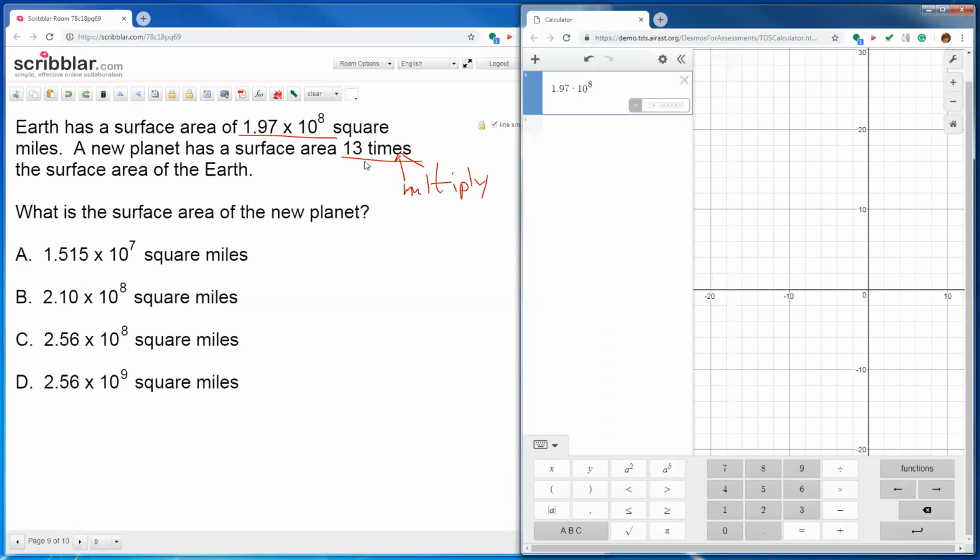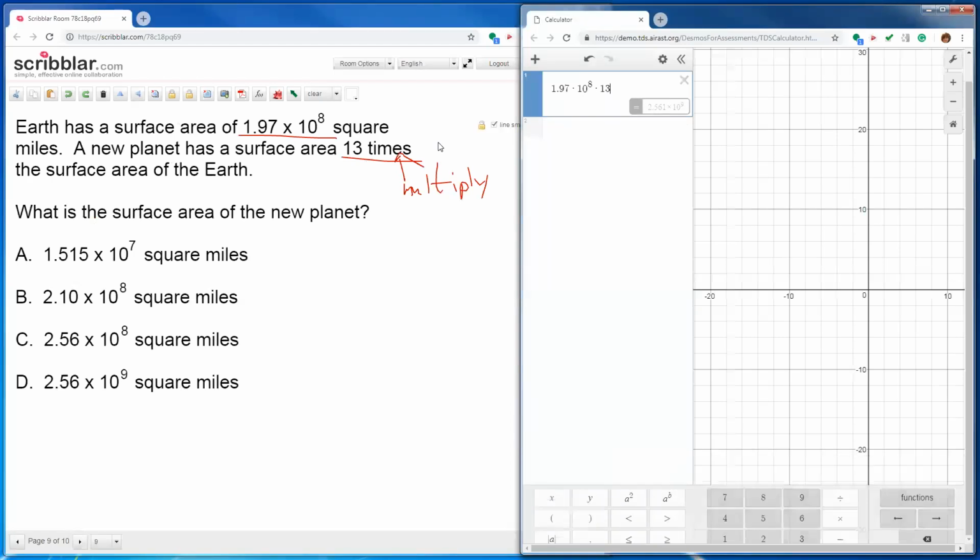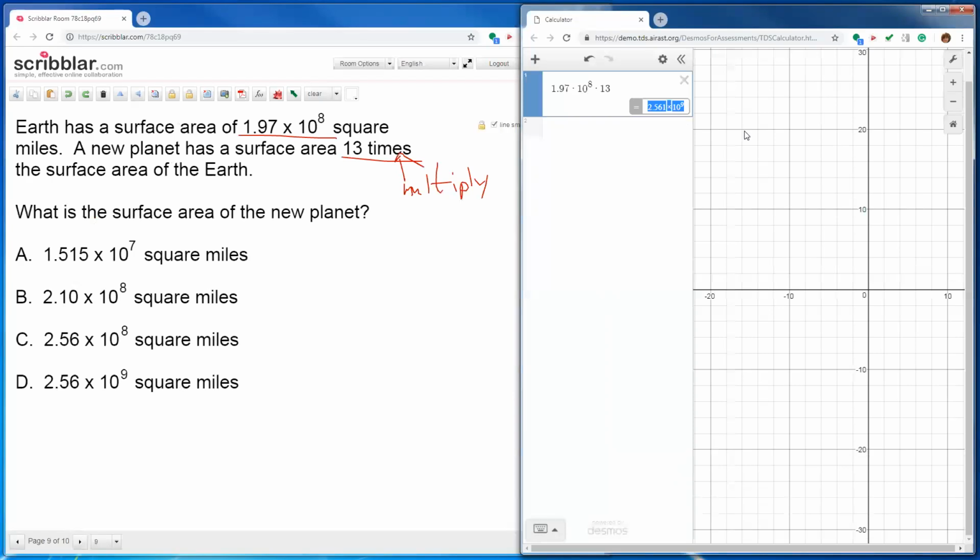Before you can type the times 13, click to the right again. Otherwise, it keeps you up there. If I put times 13, it will keep it up above, which is not correct. You have to click to the right and hit times 13. And the calculator, if it's a big enough number, actually just leaves it in scientific notation for you. 2.561 times 10 to the 9th. We didn't really have to do anything other than know how to plug it into the calculator.